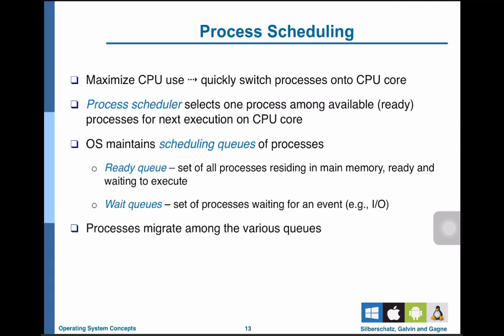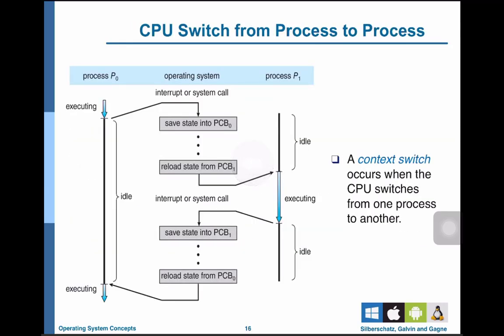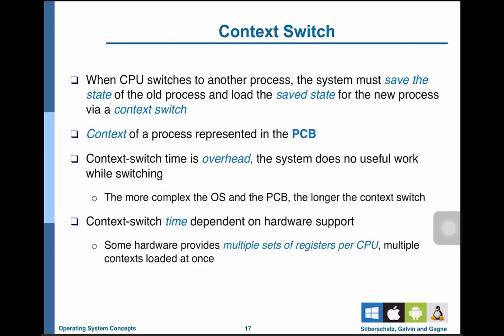When the CPU switches from process to process, we call it a context switch. A context switch occurs when the CPU switches from one process to another process. Here is an example of a context switch between process P0 and process P1. A context switch is an overhead, as the system does no useful work while switching.